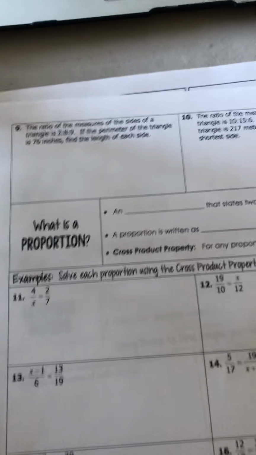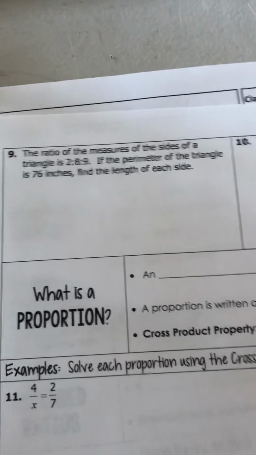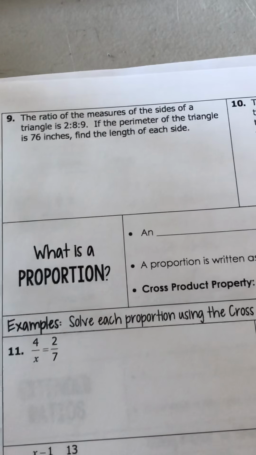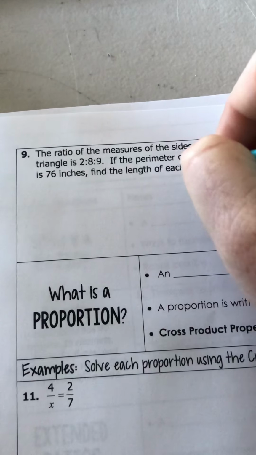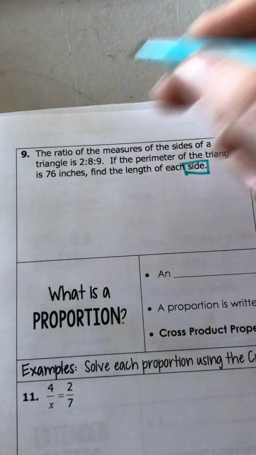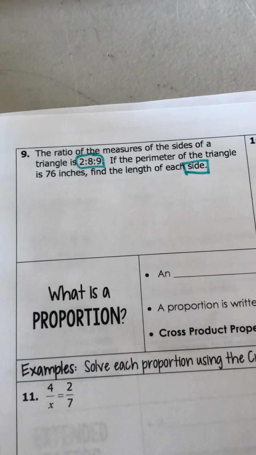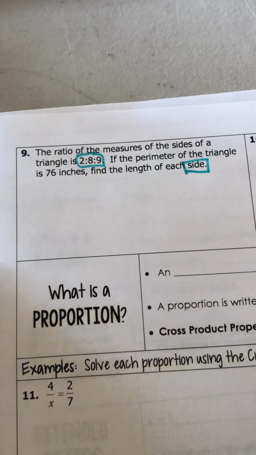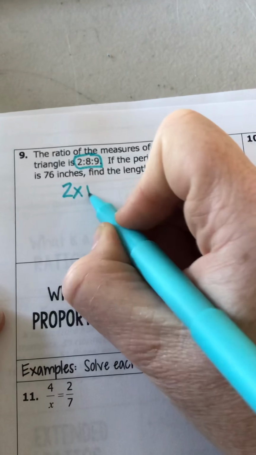All right, back page. Same idea here with triangle ratio, but we're going to be asked about sides, okay? So the ratio of the measures of the sides of a triangle is 2 to 8 to 9. If the perimeter of the triangle is 76 inches, find the length of each side. Okay, so it's going to be similar to what we were doing.